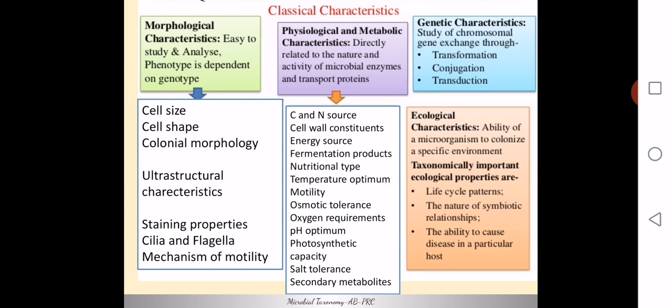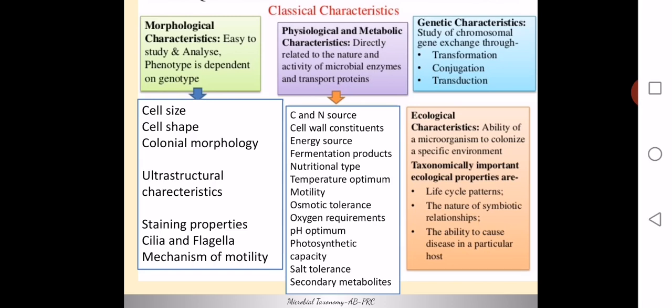Then we have genetic characteristics. That means purely the study of genetic material, especially the chromosomal gene exchange through processes like transformation, conjugation, and transduction, which are studied under genetic characteristics.